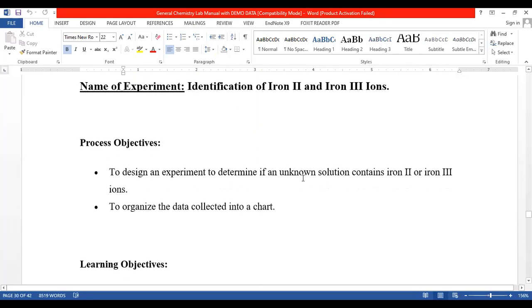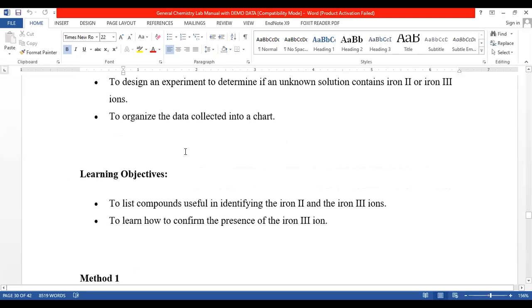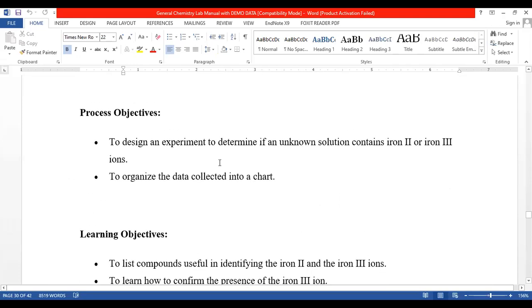Then identification of iron 2 and iron 3 ions. You can easily write it as it is, because it is the experimental procedure. There is no data, just the observation. When you add the identification reagent to the sample, you will see how it changes, and depending on the change in color and physical appearance, we will identify whether it is an iron 2 or iron 3 ion.